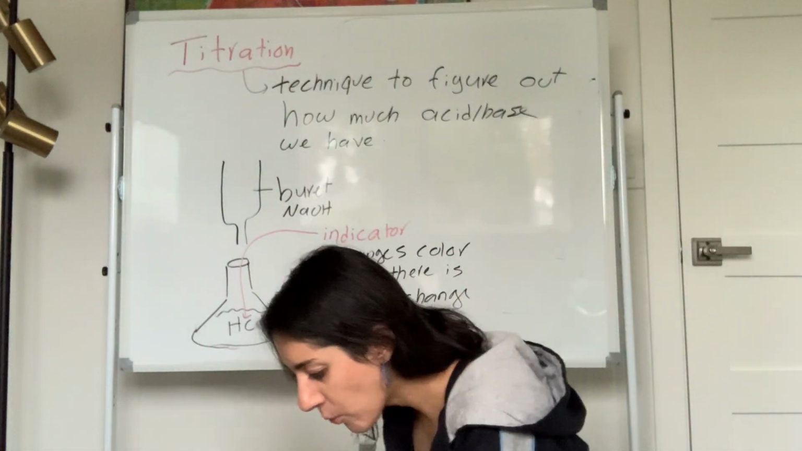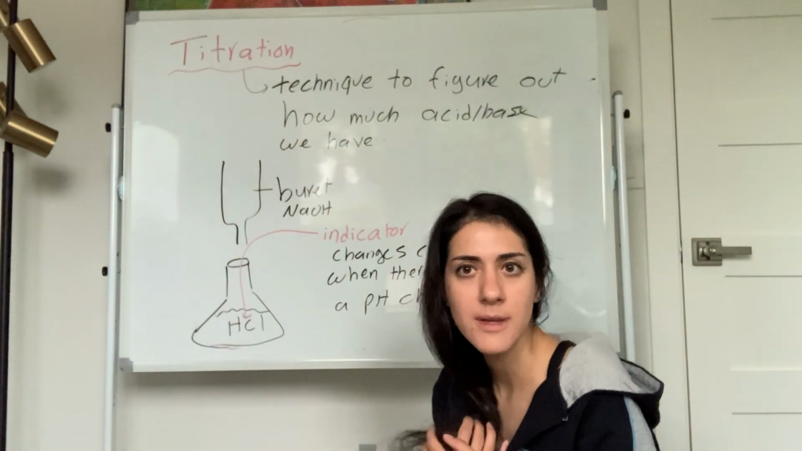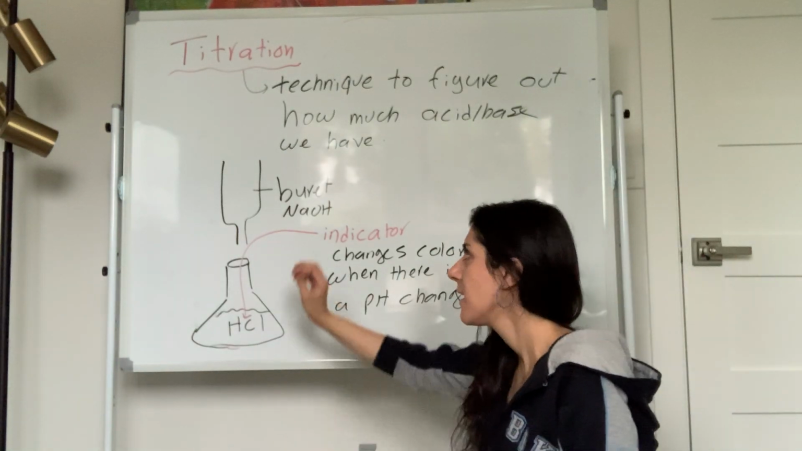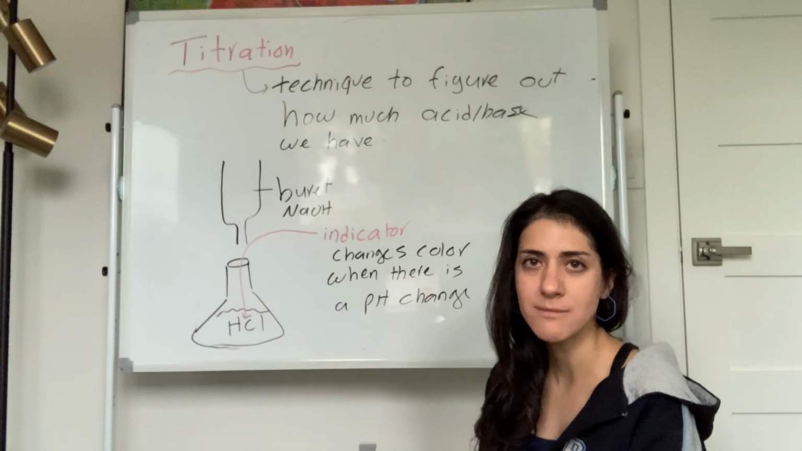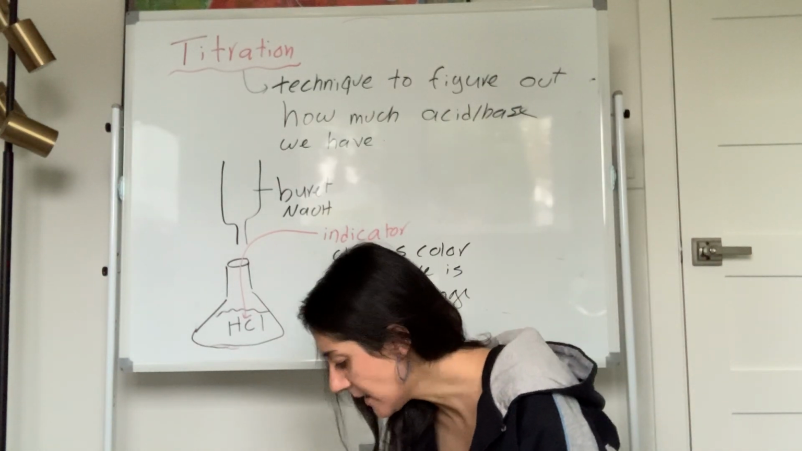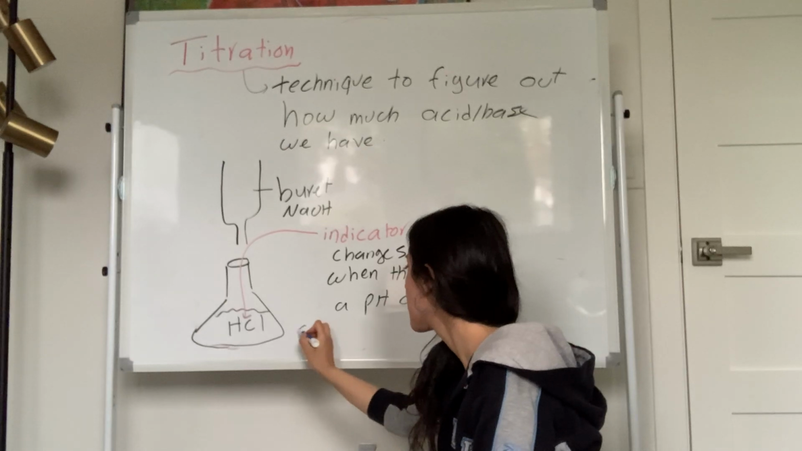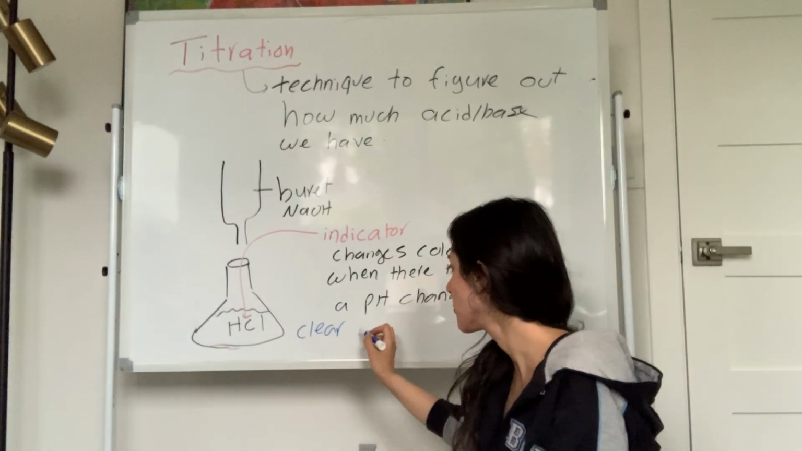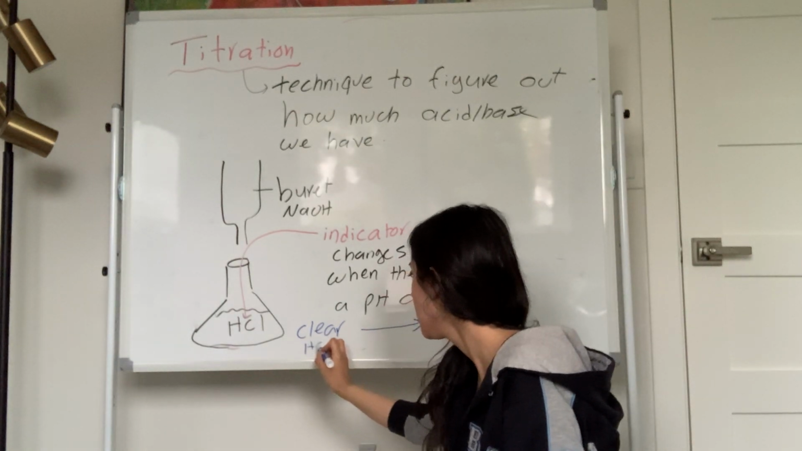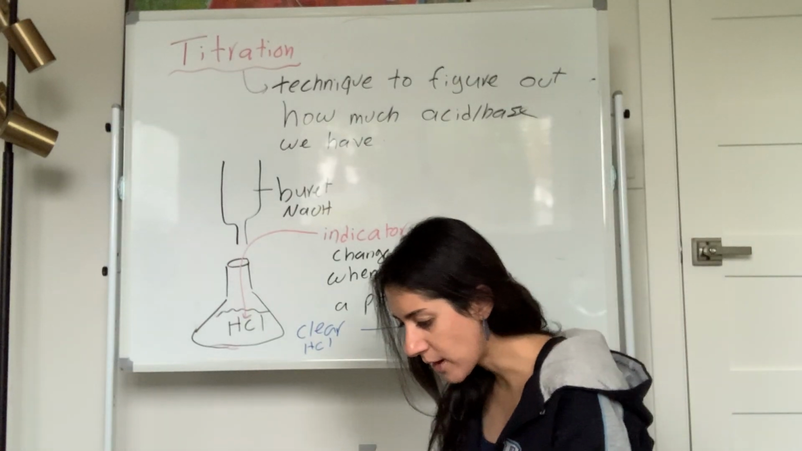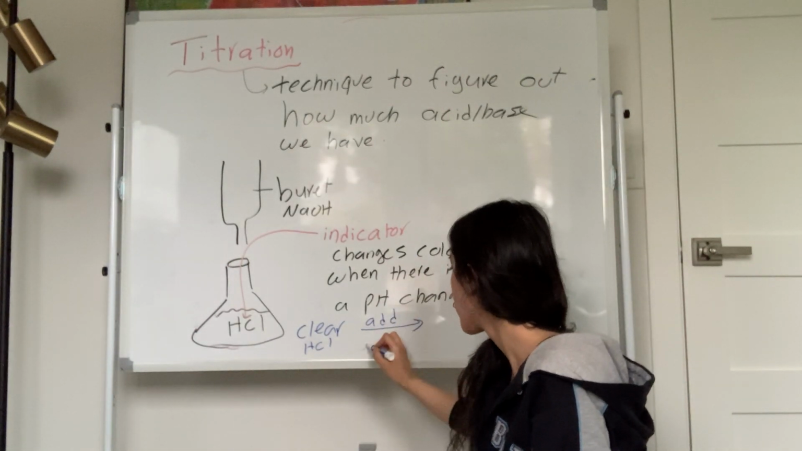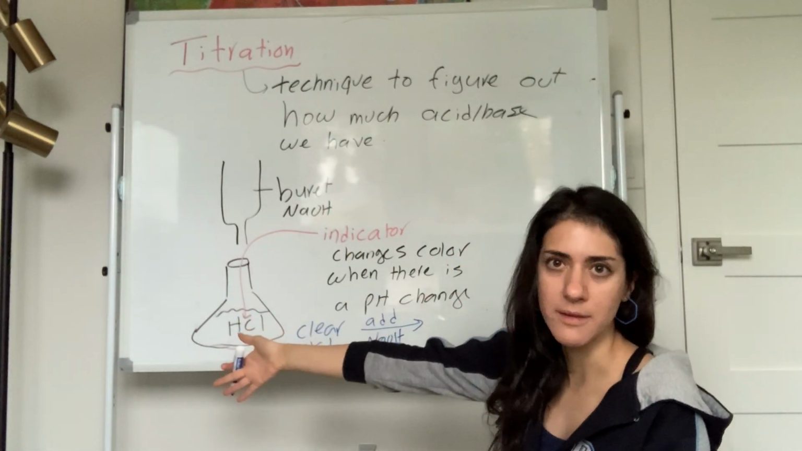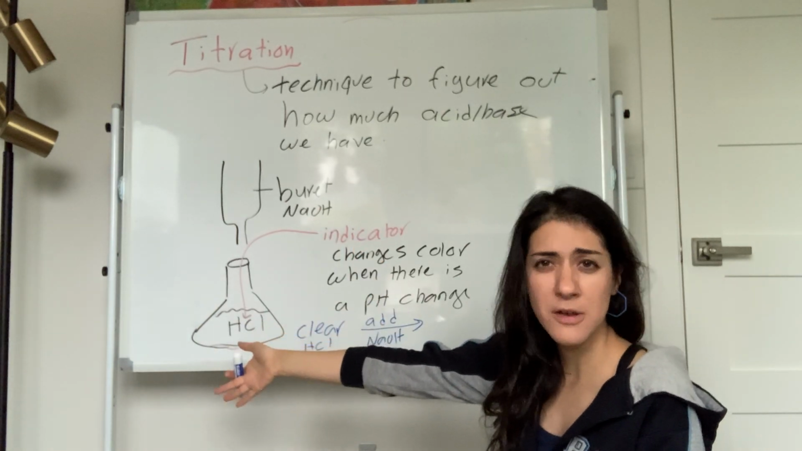Okay. Now, what's gonna happen? Here's how the experiment is gonna go. I'm gonna add sodium hydroxide to my acid. Nothing happens. I'm gonna add more sodium hydroxide to my acid. Nothing is gonna happen. At the beginning, HCl is gonna be a clear solution. It's colorless, doesn't have any color. And what I'm gonna do is add sodium hydroxide to it, and nothing happens. I add more, and nothing happens.